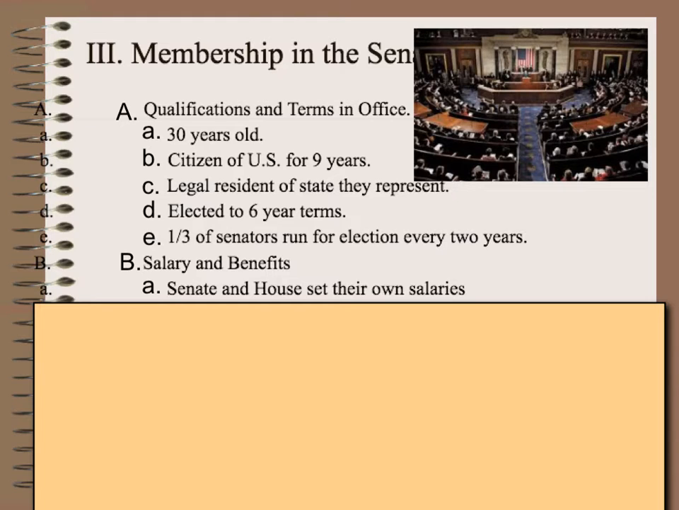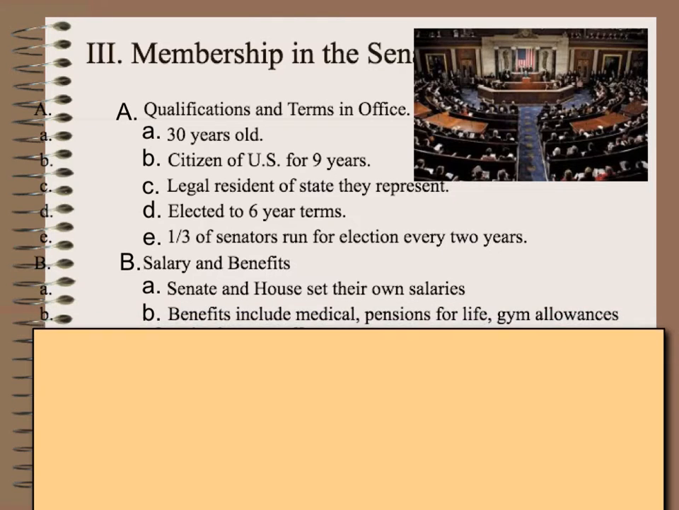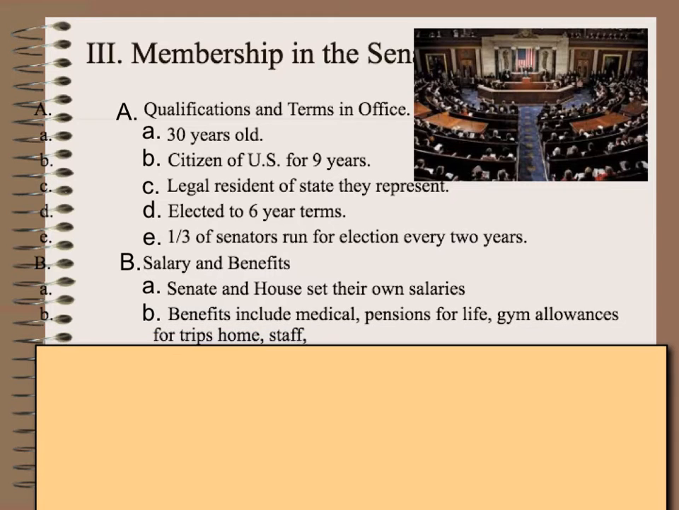So they get to set their own salaries. Benefits include medical, pension for life, which means after they retire, they get a check essentially for the rest of their lives by being in Congress. They've actually got a gym in the Capitol for them to work out there.